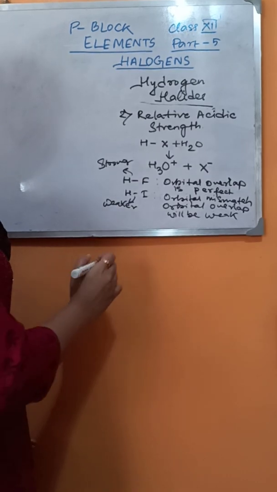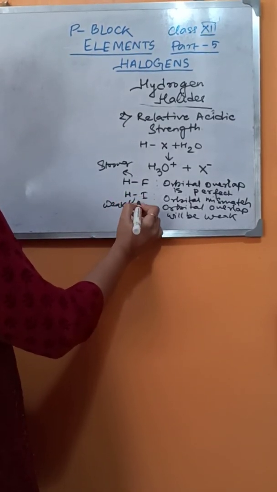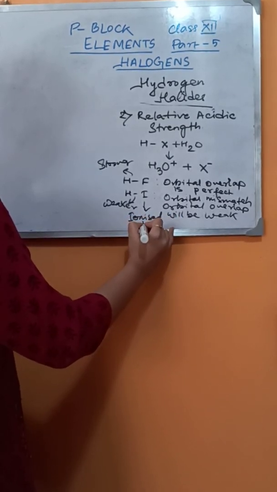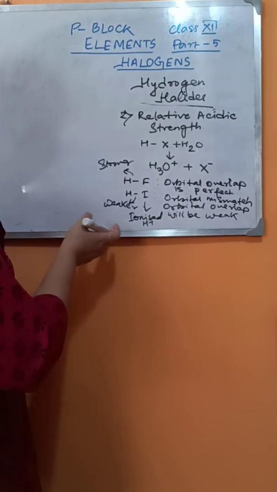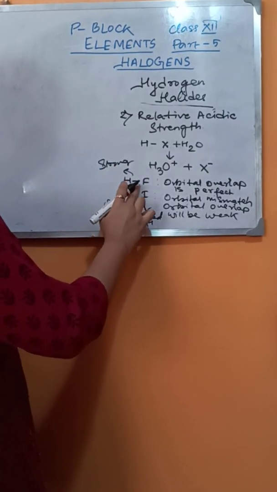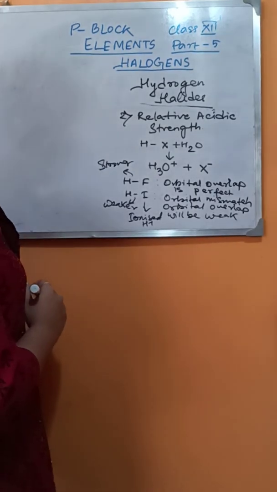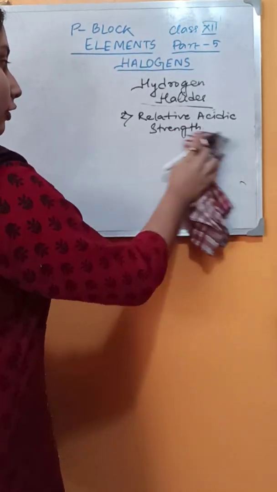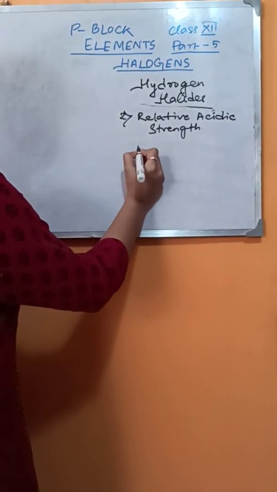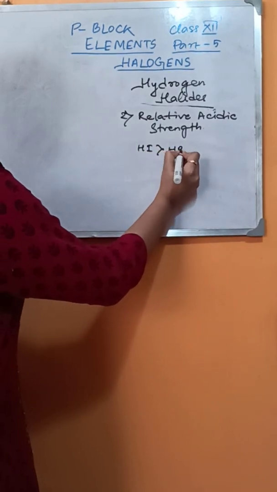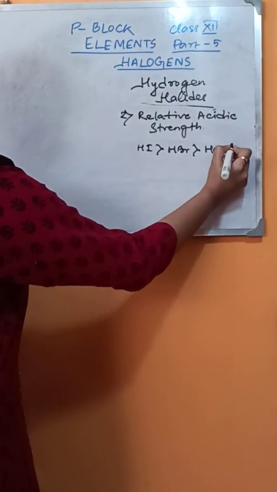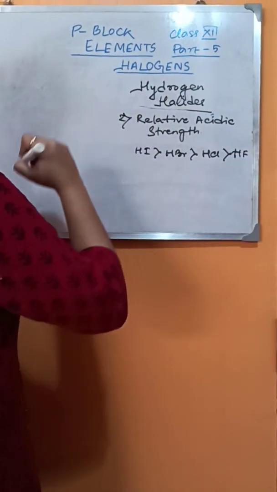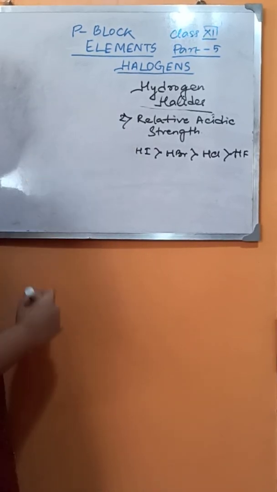Okay, so H+ will be easily ionized for HI, whereas H+ will not be easily ionized for HF because of the strong HF bond. So the acidic order is just the reverse of the polarity order. Acidic order is like this. This is the acidic strength order.